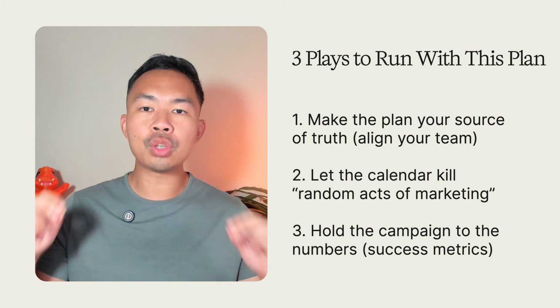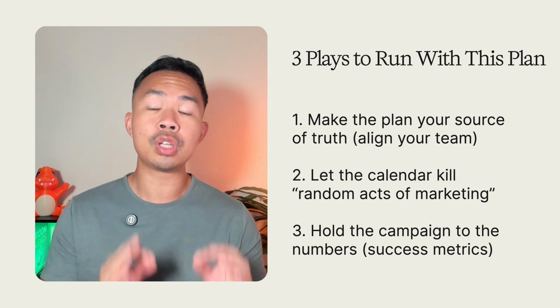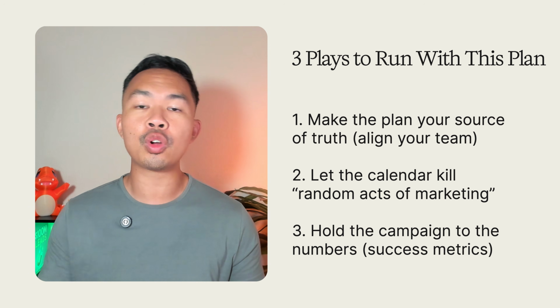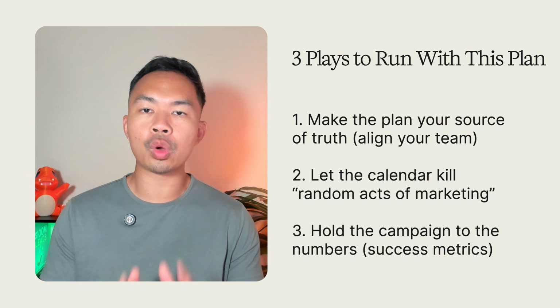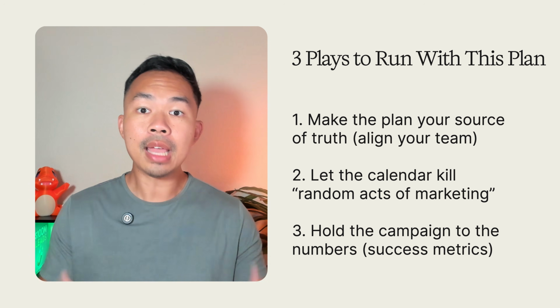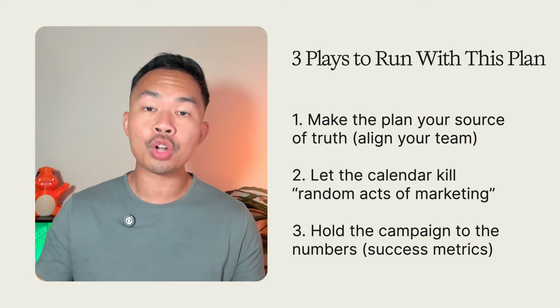The third play is to hold your campaign to the numbers. The success metrics section told you what winning looks like before you spend a single dollar. So when the 6 weeks are up, you know if it worked with real numbers and not feelings. Then you take what worked, you cut what didn't, and your next campaign starts smarter than your last one.